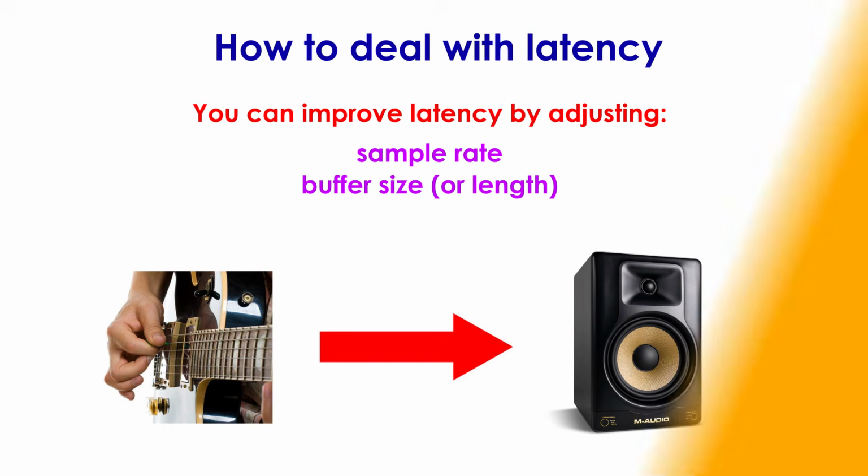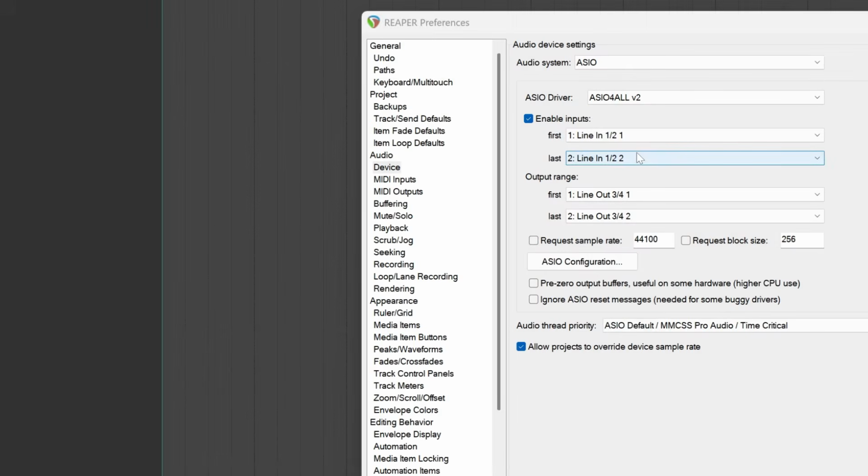Let's start with the buffer size. In Reaper, there are two ways you can set buffer size. You should be able to set it in the ASIO configuration section, and you have a checkbox here next to the request block size. I only suggest trying the second option if your audio driver doesn't give you any options to change the buffer size.